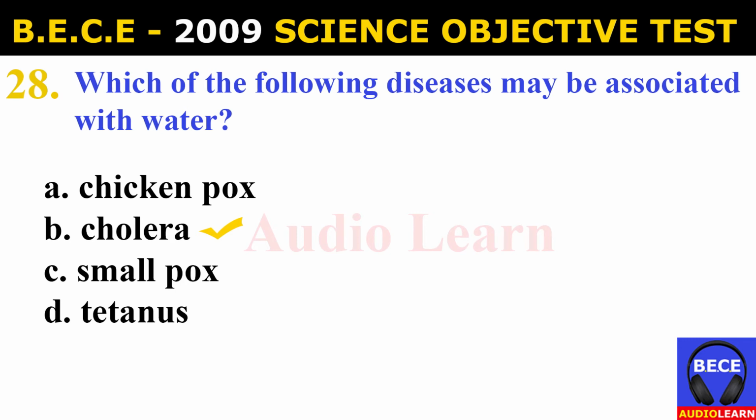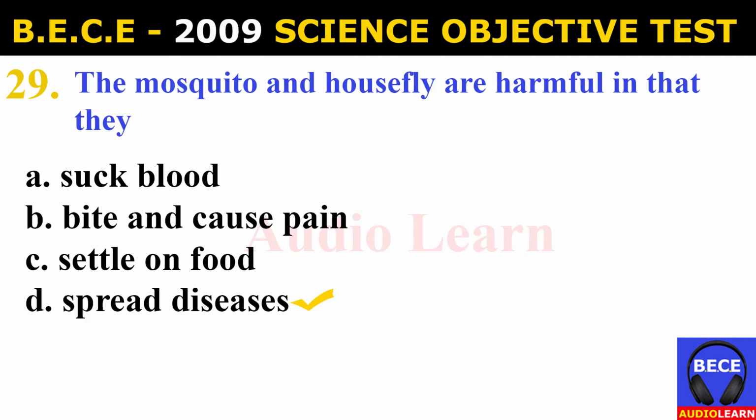Number 29. The mosquito and housefly are harmful in that they A. Suck blood. B. Bite and cause pain. C. Settle on food. D. Spread diseases. And the answer is D. Spread diseases. The mosquito and housefly are harmful in that they spread diseases.